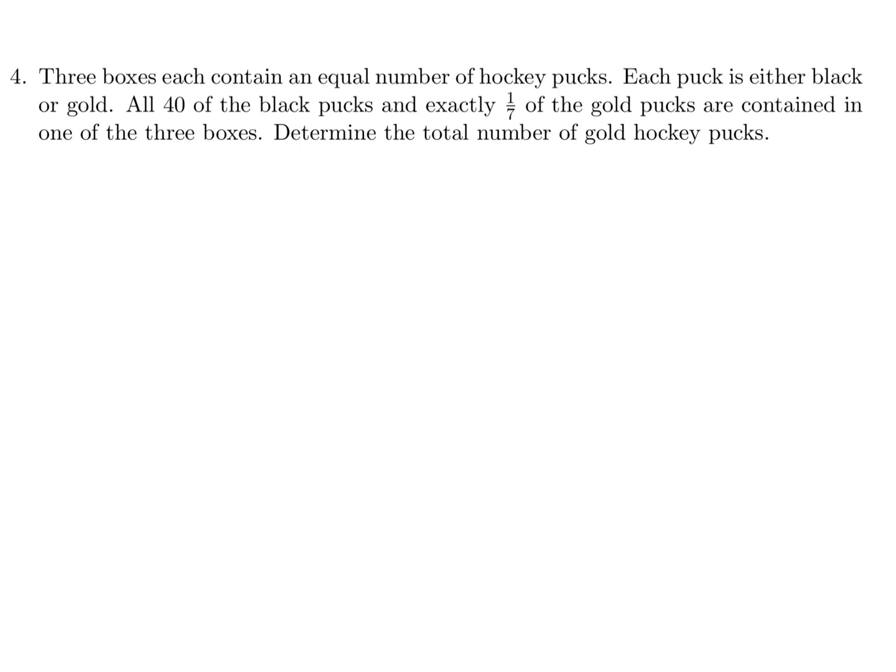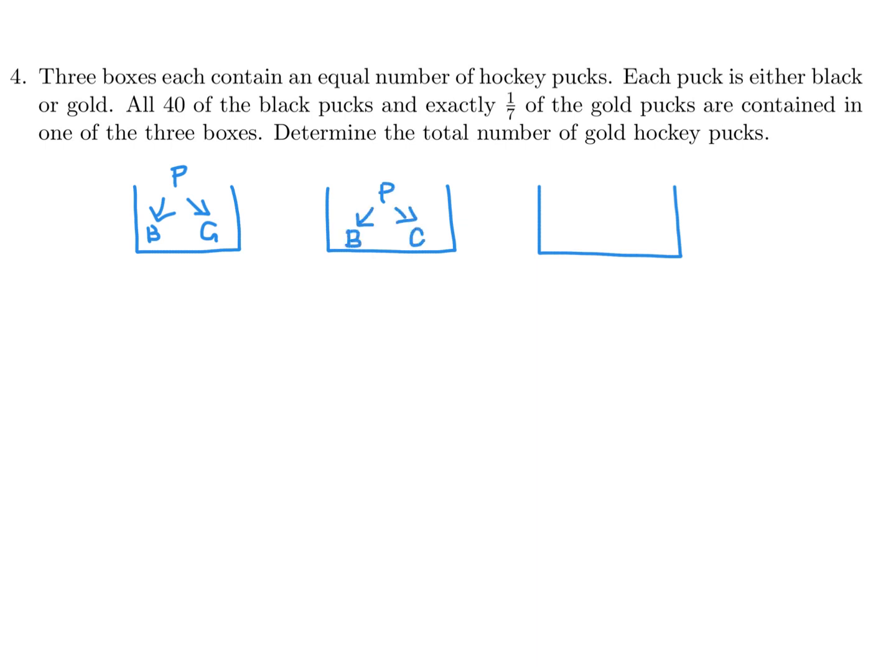Three boxes each contain an equal number of hockey pucks. Each puck is either black or gold. All 40 of the black pucks and exactly 1/7 of the gold pucks are contained in one of the three boxes. Determine the total number of gold hockey pucks. So let's make 3 boxes, and let's see what kind of situation we have. We have pucks in this one, and they're either black or gold, right? And it's the same kind of story with the other boxes, for now. Let me just read the question a little bit closer.